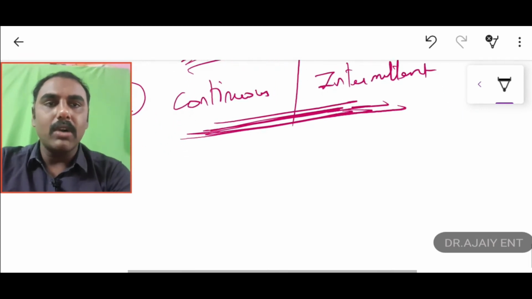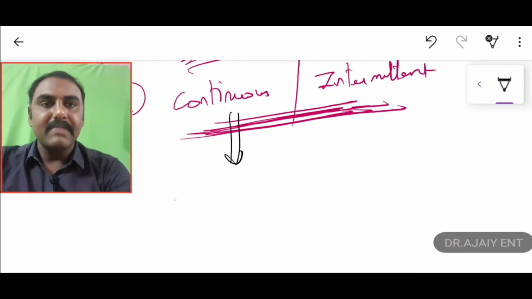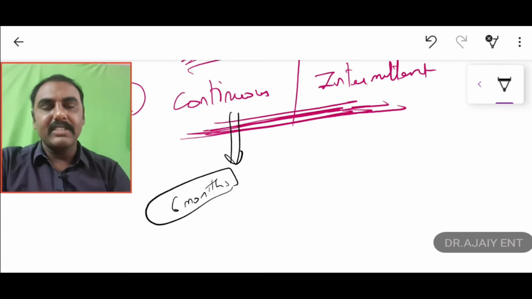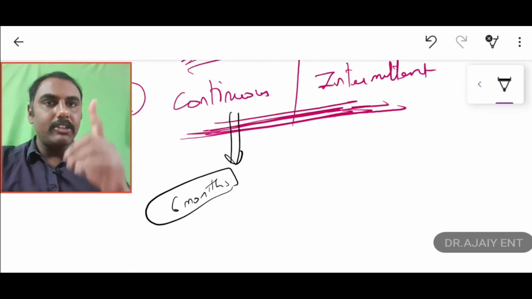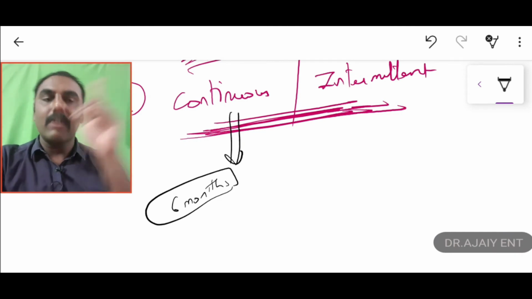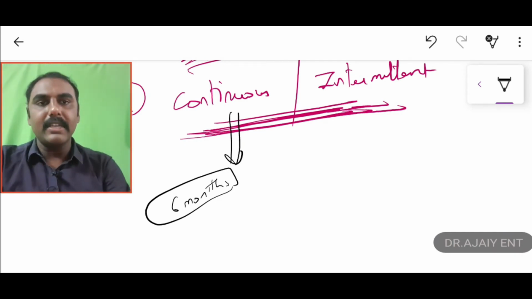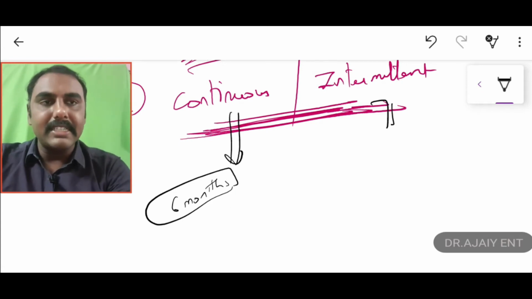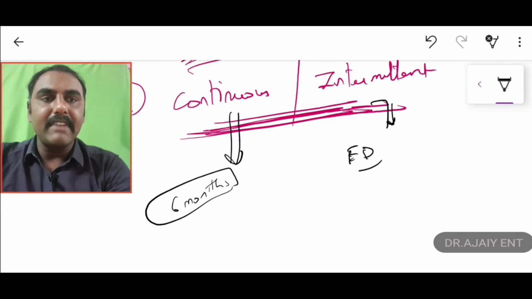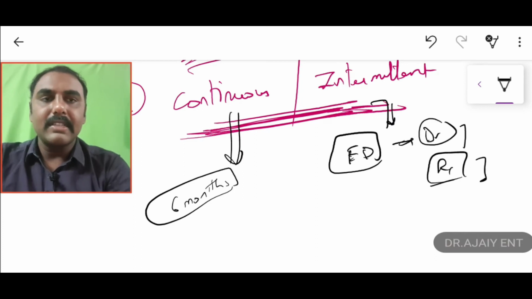If the patient says that he is having ear discharge for 6 months, and it is a continuous ear discharge, the discharge should be continuously flowing for the past 6 months, without any break. Intermittent is when he will have an ear discharge, go to the doctor, take some treatment, and the ear discharge will settle. The patient will become fine.